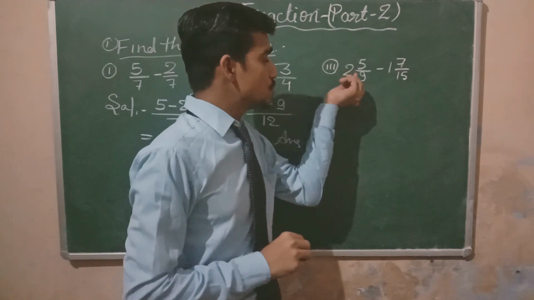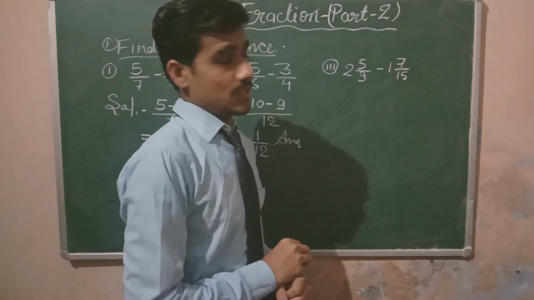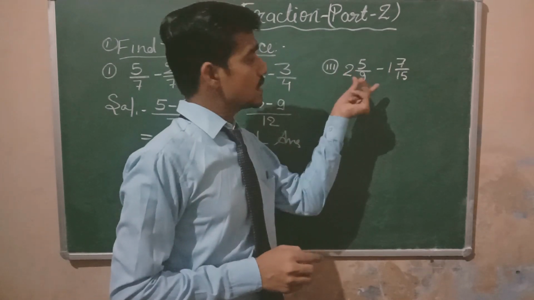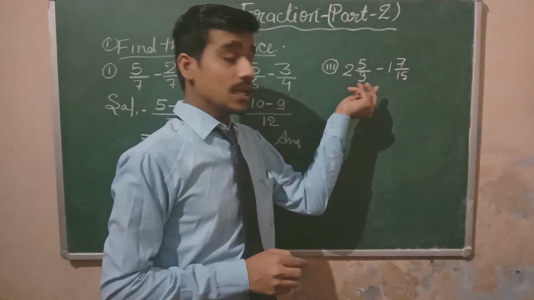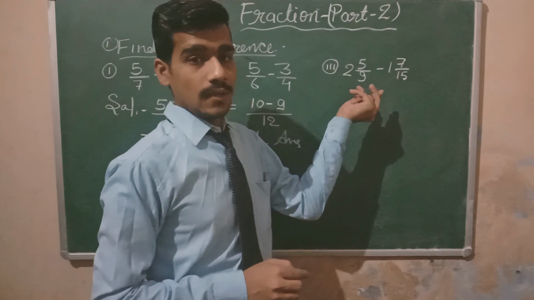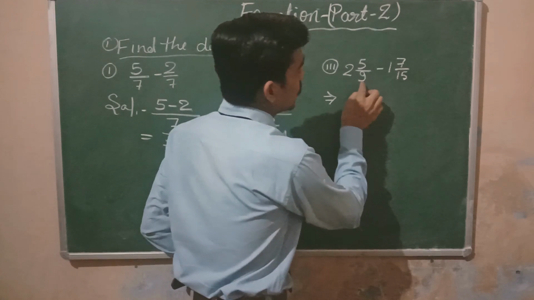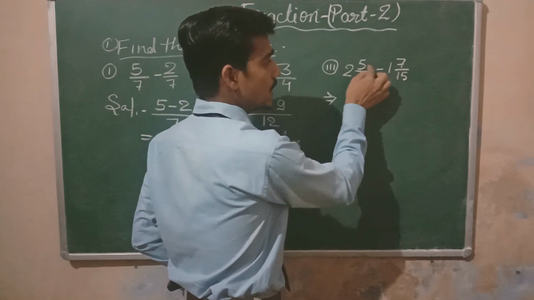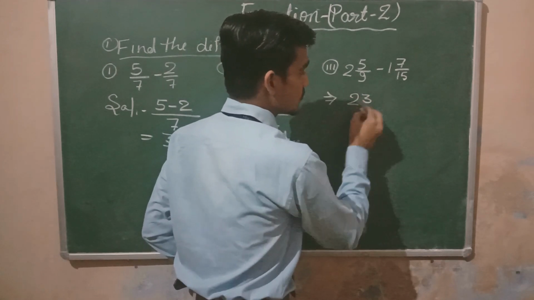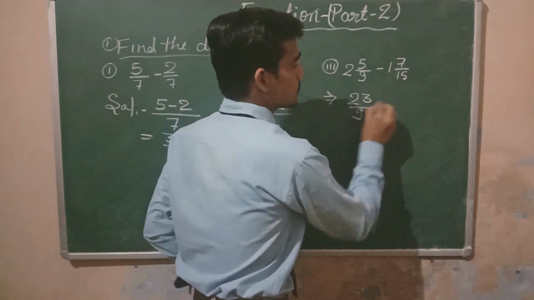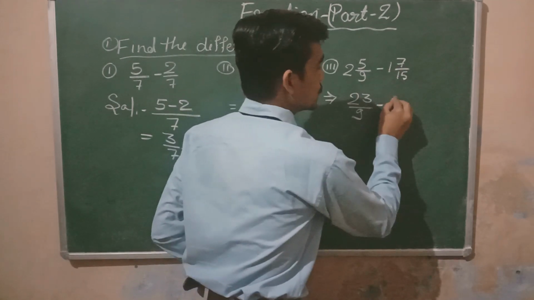Our third question, 2 into 5 by 9 minus 1 into 7 by 15. Firstly, these are mixed fractions, so firstly you will convert them to improper fractions. 9 twos are 18, 18 plus 5, 23 upon 9. Minus 15 plus 7, 22.